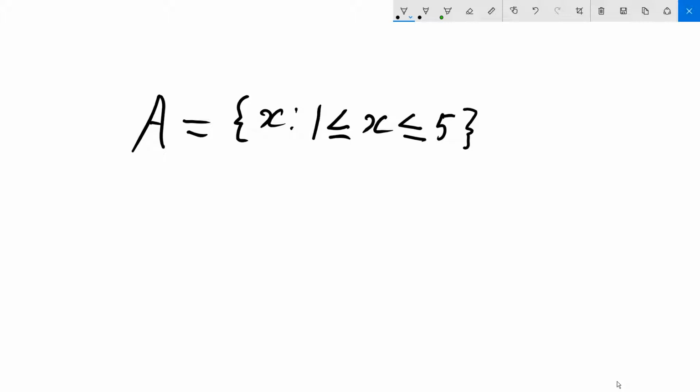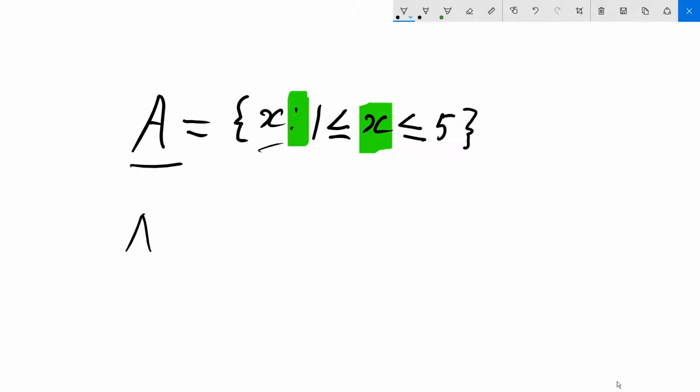This is a set called A, and this set is x such that 1 is smaller than or equal to x, but x is smaller than or equal to 5. So what this means is that all numbers between 1 and 5 are now part of this set A.